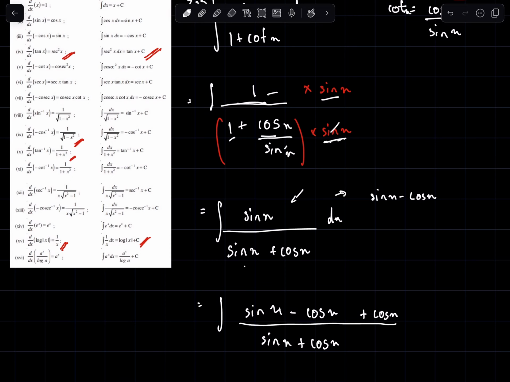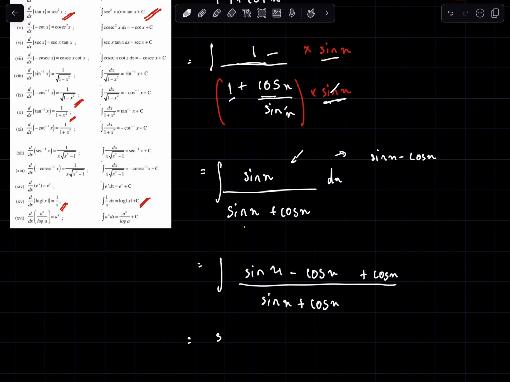Now here's the issue. This can be broken down as the sum of sine x minus cos x divided by sine x plus cos x. But then you're left with this question, plus cos x divided by sine x plus cos x. Okay, now what are you going to do? You can't just add or subtract something over here, correct? So how are you going to simplify this question, right?